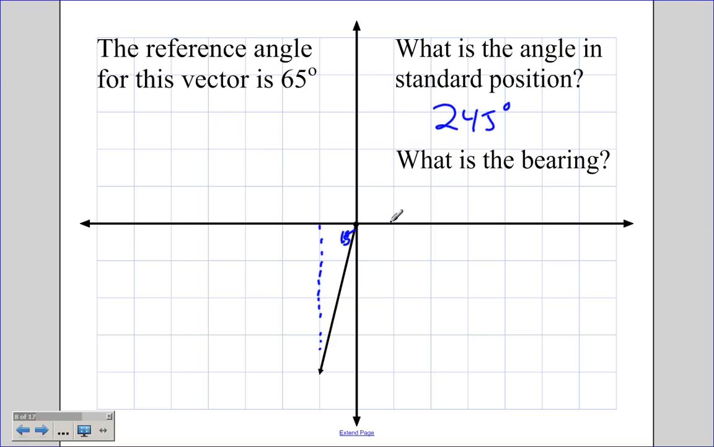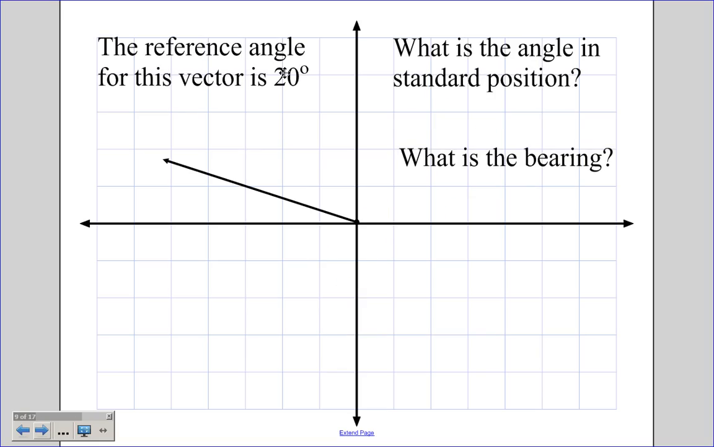Now if I ask for the bearing, how many degrees is it from here to there? Well, if this is 65, that would mean this angle here would be 90 minus 65, which would be 25. So it would be 180 to here, and then another 25. So the bearing would be 205 degrees.